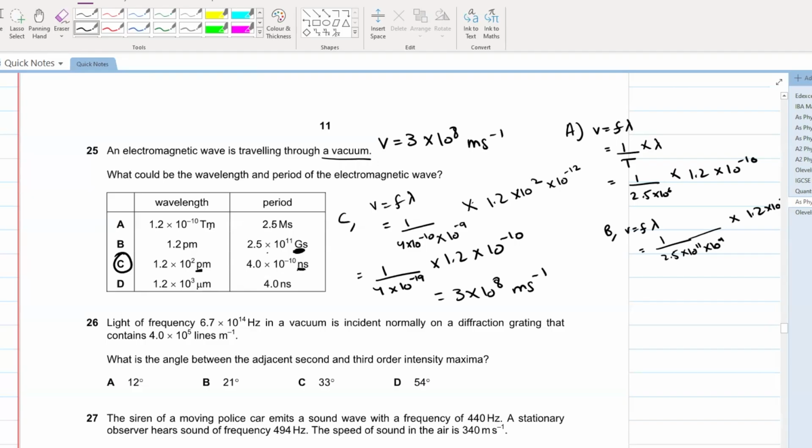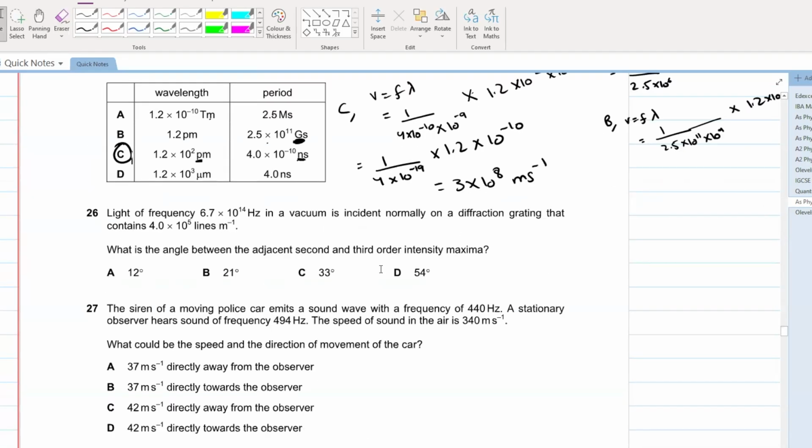Let's see this one. A light of frequency this is incident in a vacuum, normally on a diffraction grating that contains 4 into 10 to the power of 5 lines. Perfect. What is the angle between the adjacent second and third intensity maxima? So you have to calculate the angle between the second and third order maxima.